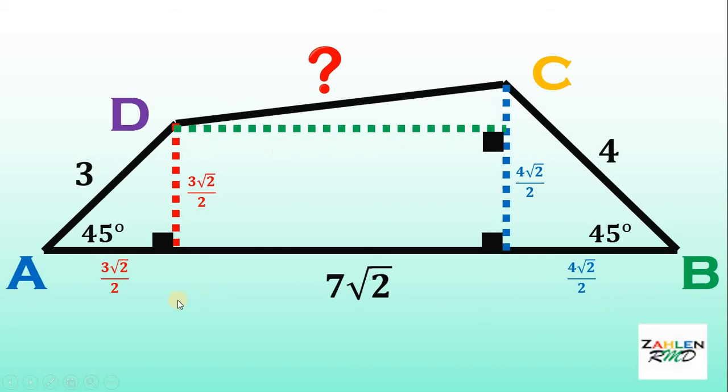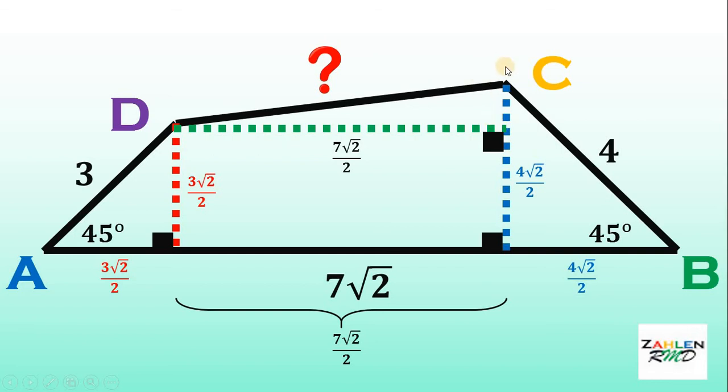Next thing to do is to find the measure of this segment. The length of this segment is simply 7 square root of 2 minus 3 square root of 2 over 2 minus 4 square root of 2 over 2. Now simplify, and we get the length of this segment is equal to 7 square root of 2 over 2. It follows that the measure of this green segment is also 7 square root of 2 over 2.